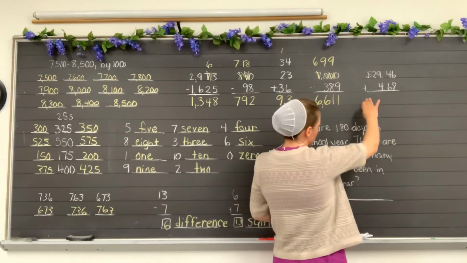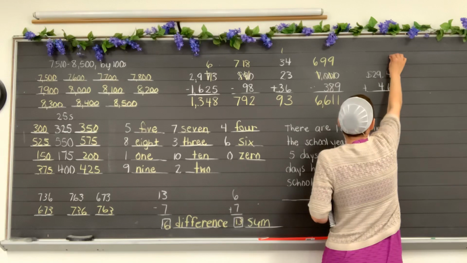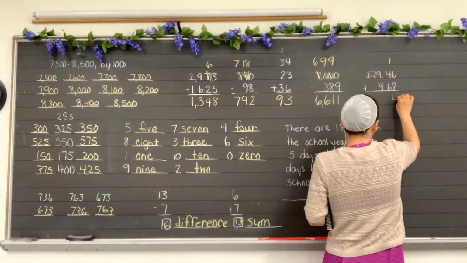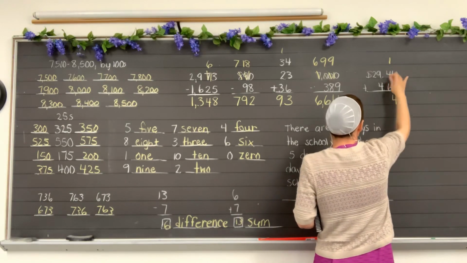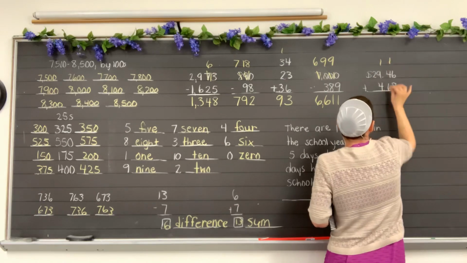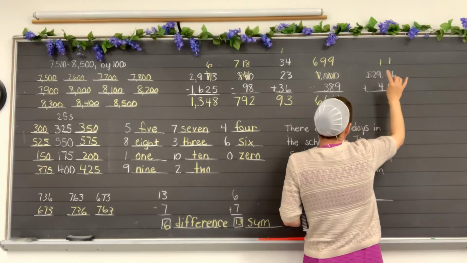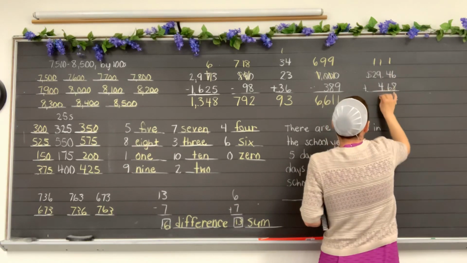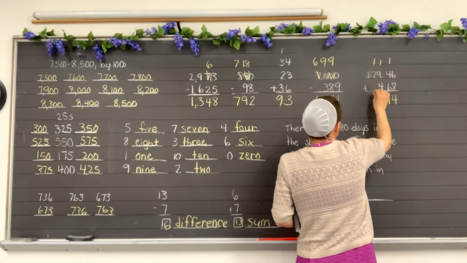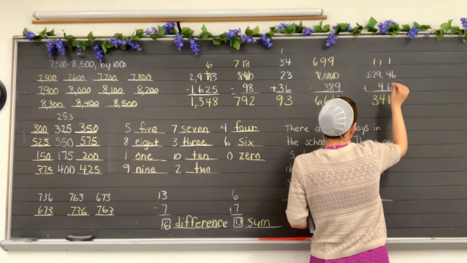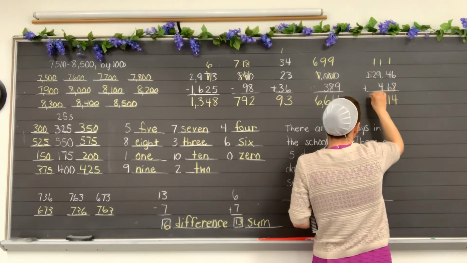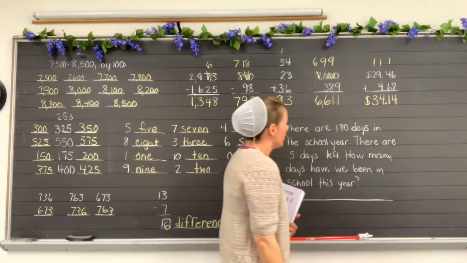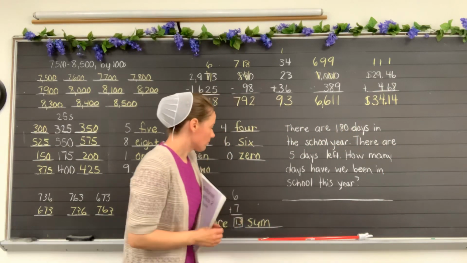Okay, then here we have money. 6 plus 8 is 14. Carry your 1 up there. Put the 4 down here in the bottom. 1 plus 4 is 5 plus 6 is 11. 1 plus 9 is 10 plus 4 is 14. 1 plus 2 is 3. So you need your decimal point and your dollar sign. And that is your answer for that.